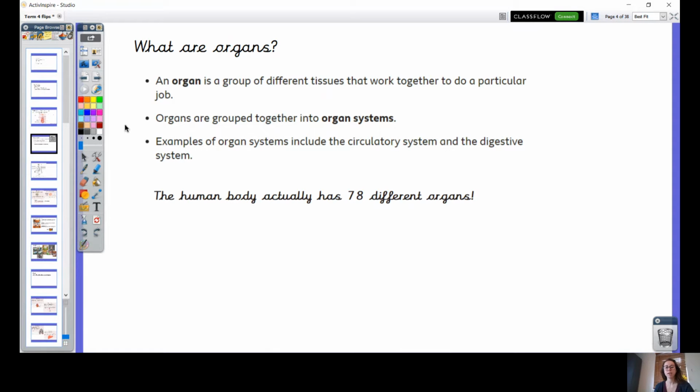Organs are grouped together into organ systems. We don't need to worry about organ systems too much at the moment, but it's worth remembering that they're grouped together into systems that work in our body. Examples of organ systems include the circulatory system and the digestive system. And the human body actually has 78 different organs, but we're just learning about the main ones for the moment. There's actually a lot more organs that maybe you'll learn about as you get much older.